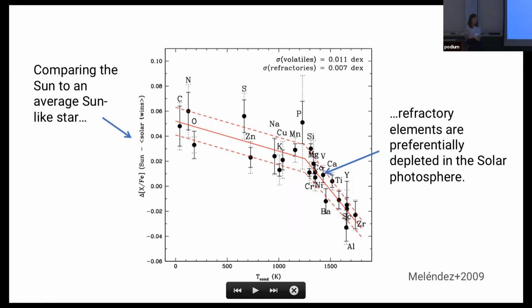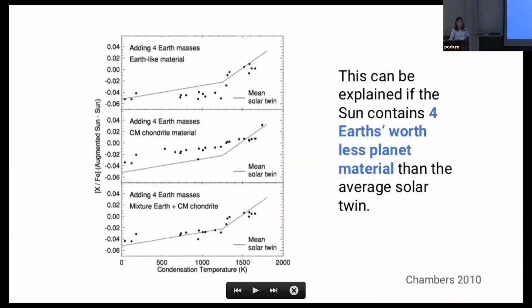And the trend that you see here in condensation temperature is a bit complicated to understand, but it essentially follows the predictions of taking a mix of about 4 Earth masses worth of equal parts Earth composition and chondritic meteorite composition, and taking those out of the sun's composition. That's basically what we see today for the sun. So it's really hard to interpret this.